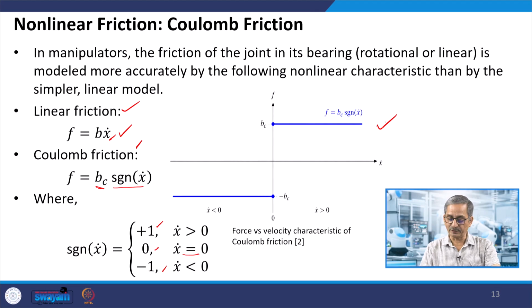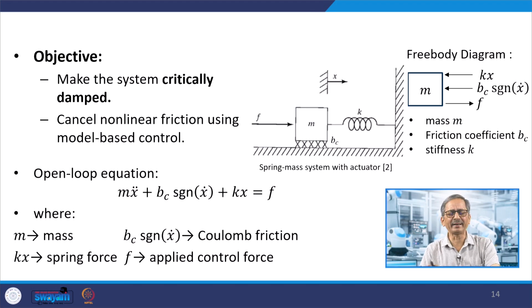Okay. So, this is for x dot greater than 0 you have this value, okay, and x dot less than 0 you have this value minus Bc. Okay. So, here we can carry out the similar analysis which we have done for the case of the non-linear spring, okay. So, this is my system, I draw a free body diagram, and the spring here I am assuming to be the linear one, okay, but the damping I am assuming to be the non-linear one, okay. So, I can write the open loop equation, alright.